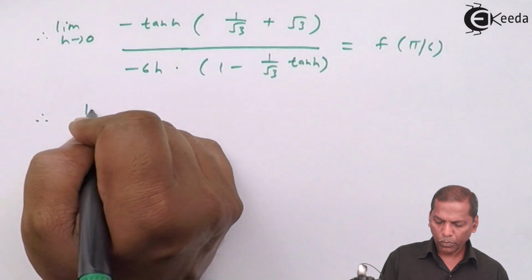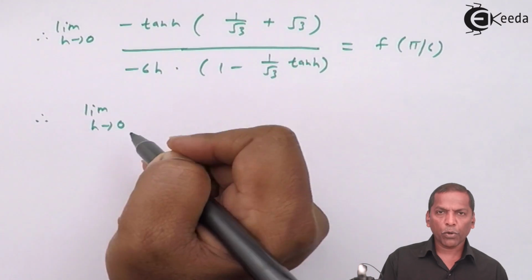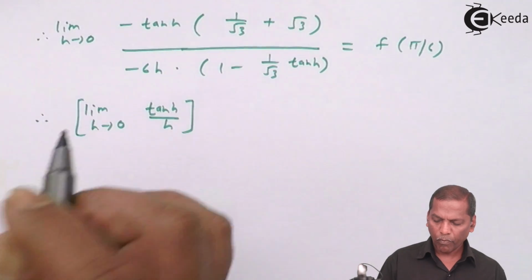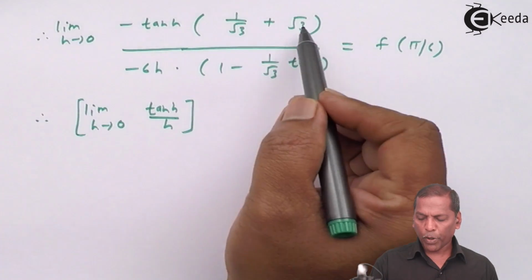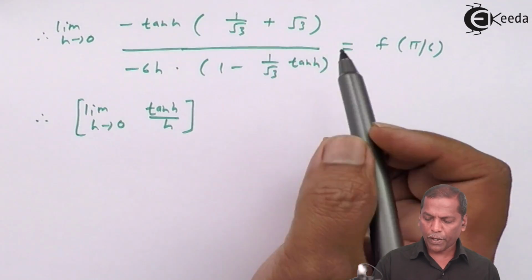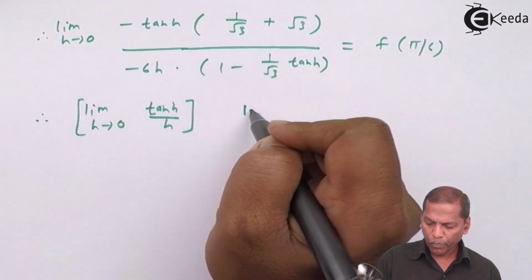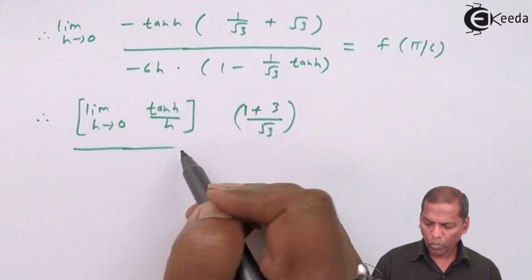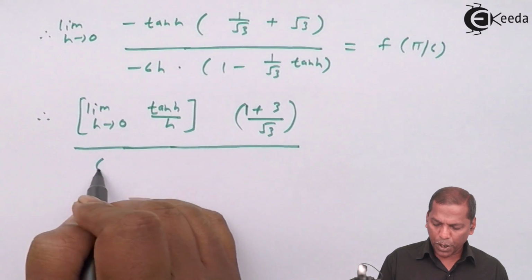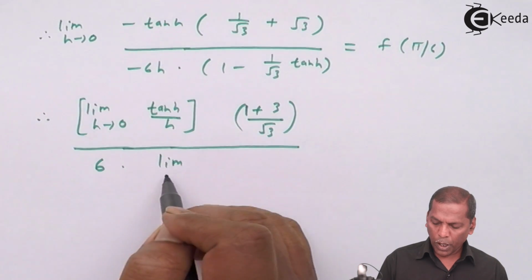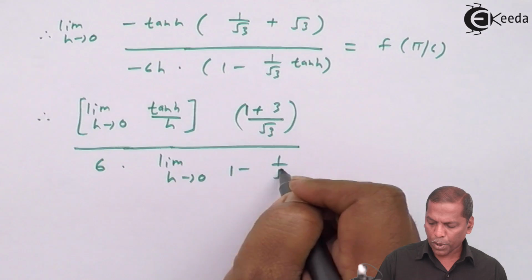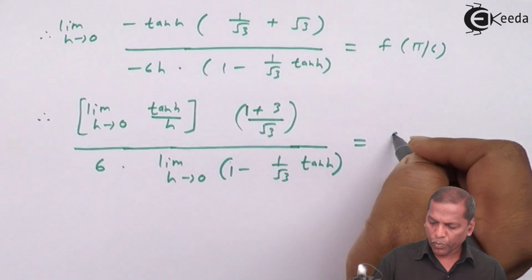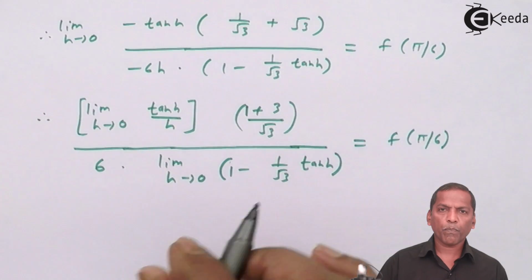So we have limit h tends to 0 tan h upon h in the numerator, then 1 by root 3 plus root 3 on cross multiplying we get 1 plus 3 upon root 3 in the numerator upon 6 into limit h tends to 0 1 minus 1 by root 3 into tan h in the denominator, and that is equal to f of pi by 6.